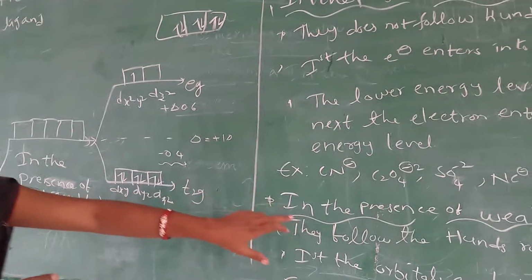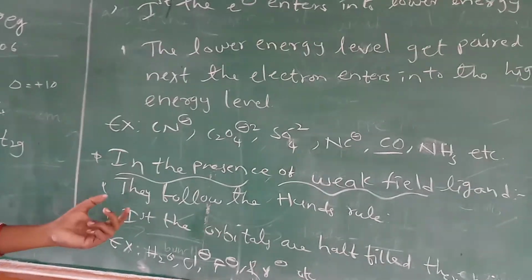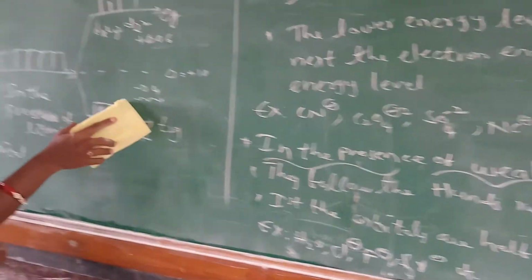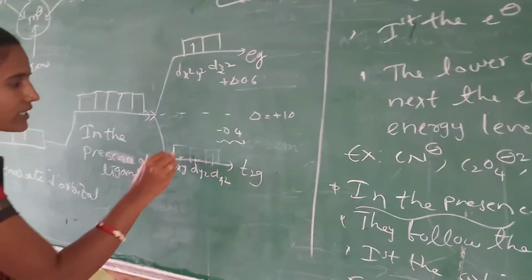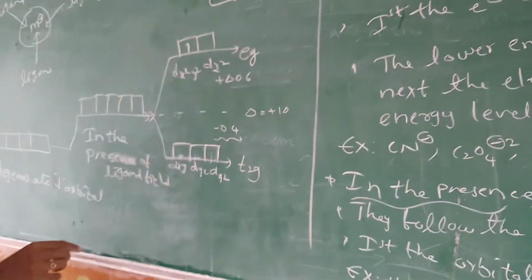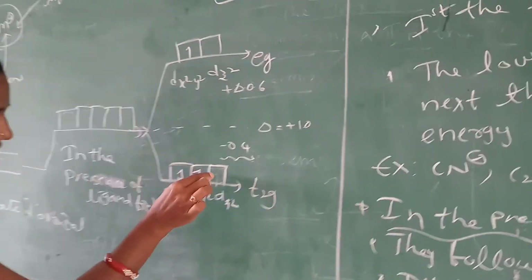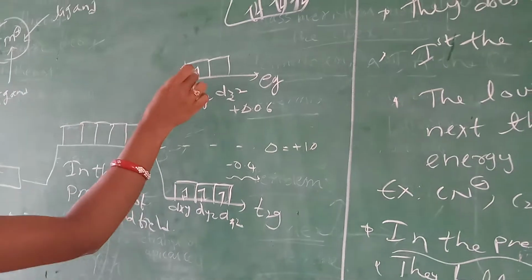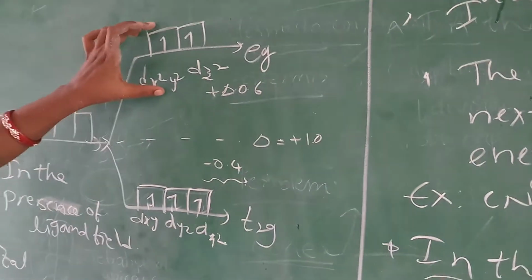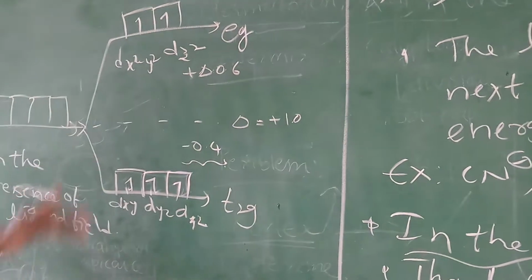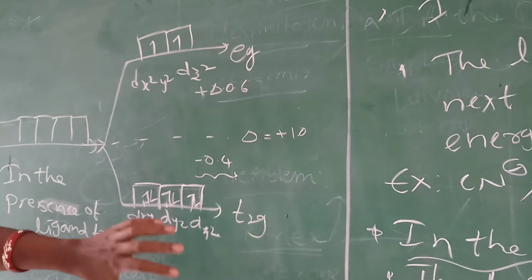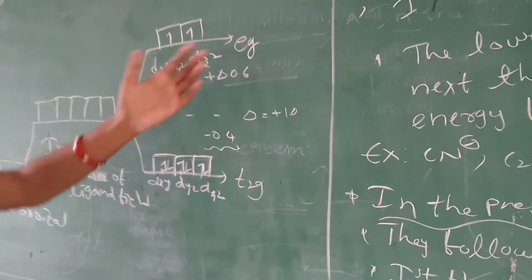So in the presence of a weak field ligand, what happens? They can follow Hund's rule. All of you know Hund's rule. What is Hund's rule? First, the lower energy orbitals are half filled. Then the electrons enter T2g and Eg, which are half filled first, and after that they can pair up. So this is the reverse of strong field ligand. A weak field ligand is the reverse of a strong field ligand.